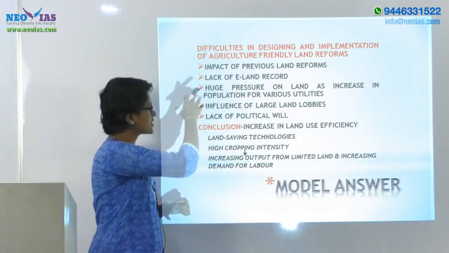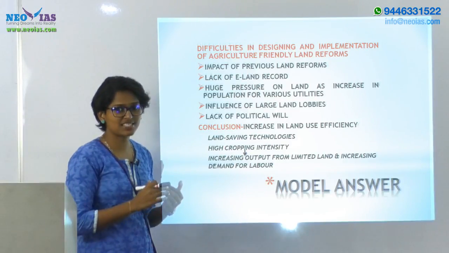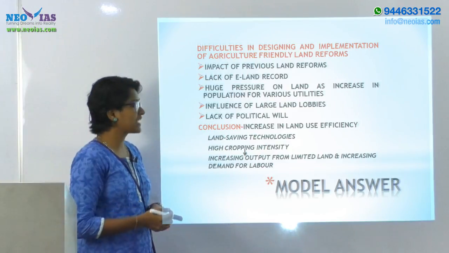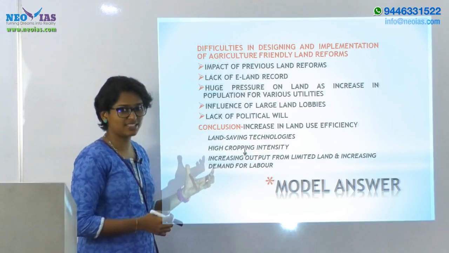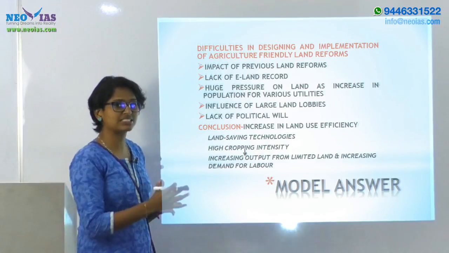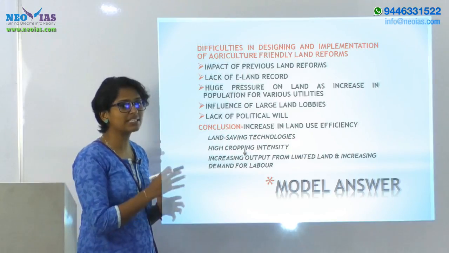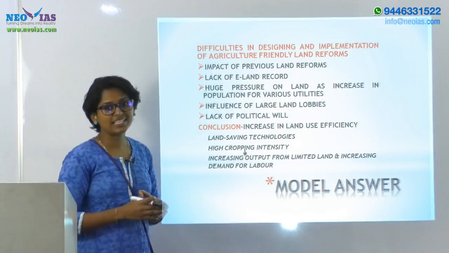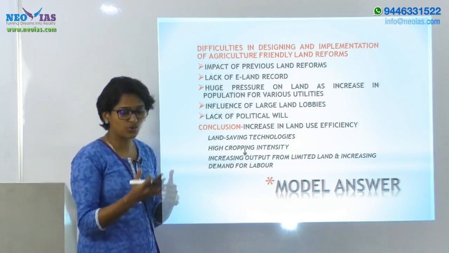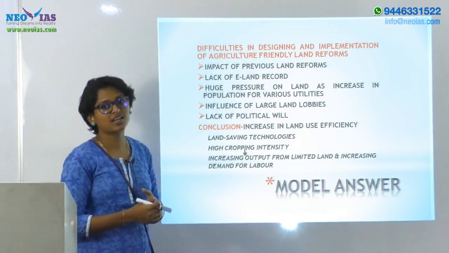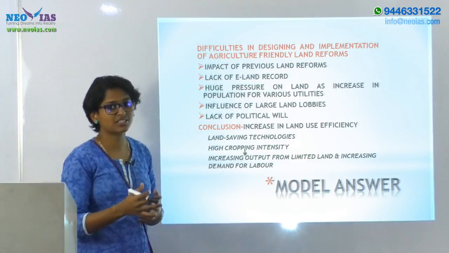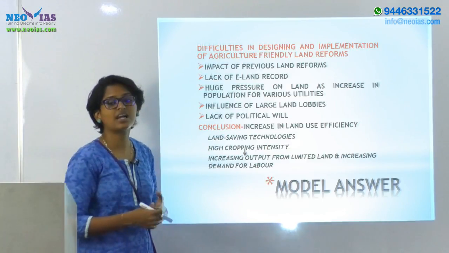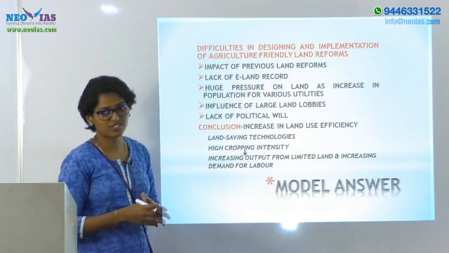Along with these problems, there are large land lobbies influencing the government, and the lack of political will is the main challenge for implementing agriculture friendly land reforms in our country. And again, you know that though land is a state subject, land acquisition comes under the concurrent list, so that also adds to the challenge of implementing agriculture friendly land reforms in our country.